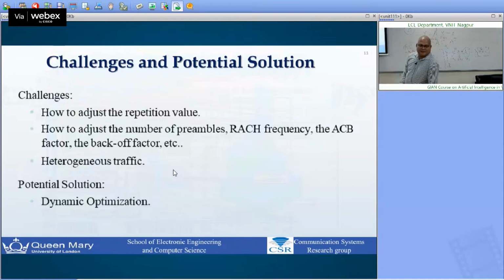So what is meant by dynamic optimization? Here we cannot use the conventional convex optimization scheme because the environment is changing. Since the environment is changing, we cannot use the conventional scheme because we have a model deficit, we don't have the model. So what is the solution? The only way is machine learning. So that is the motivation to have machine learning.